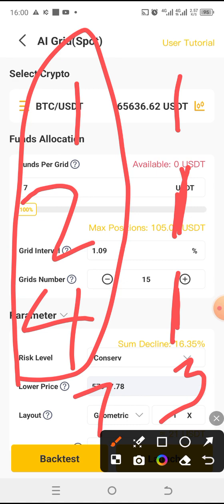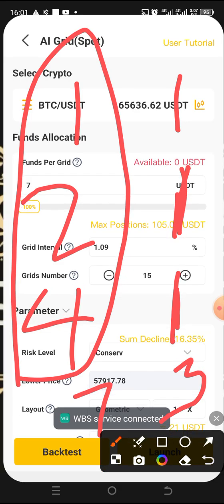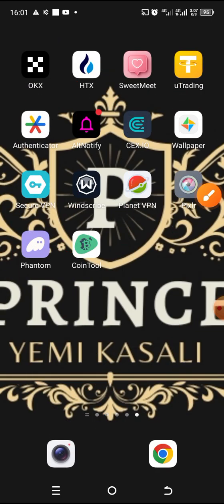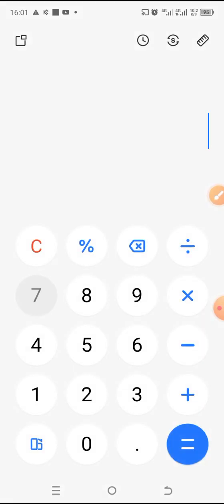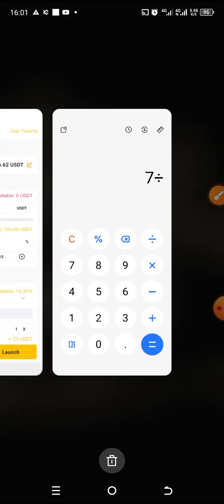That means you spend $3 for 7 coins. Okay, let's check that. Sorry, let's check the calculator and do something. Okay, so 7 divided by 4, is that what we had?